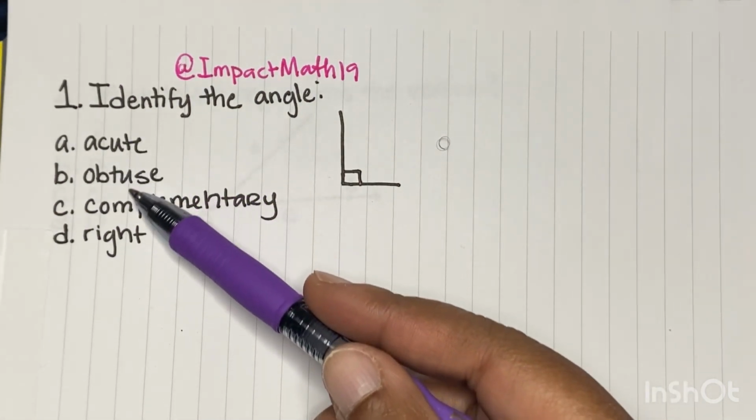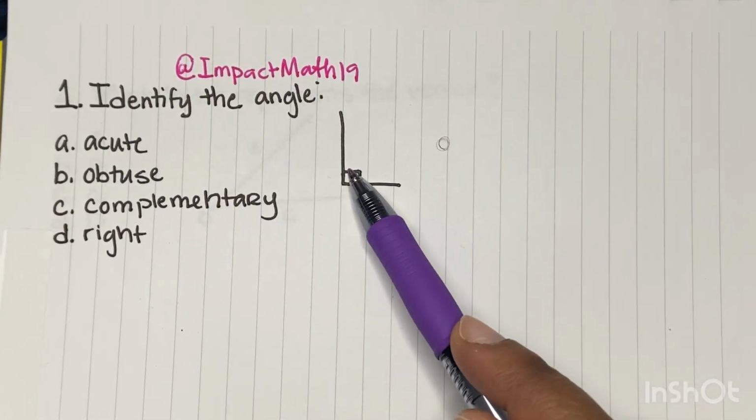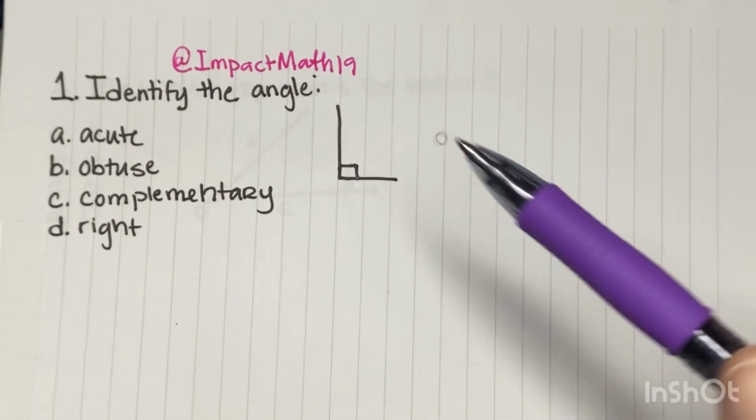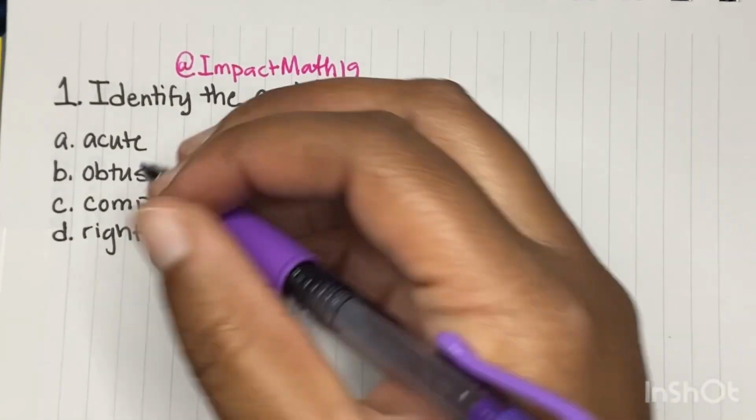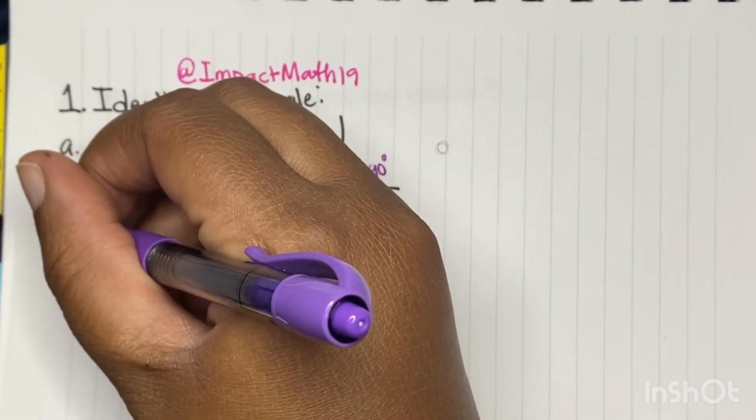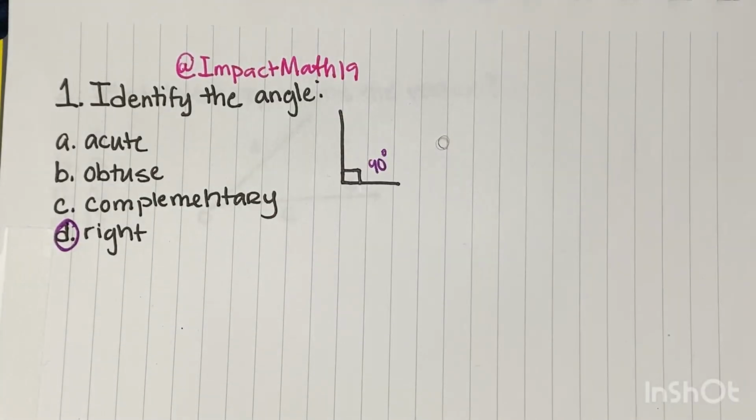If we're going straight for the answer, this little box means 90 degrees. And 90 degrees is a right angle. So D would be our answer. But let's talk about what the rest of these are.